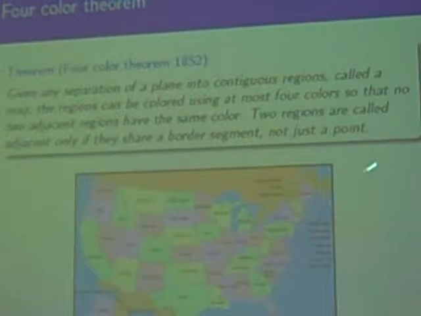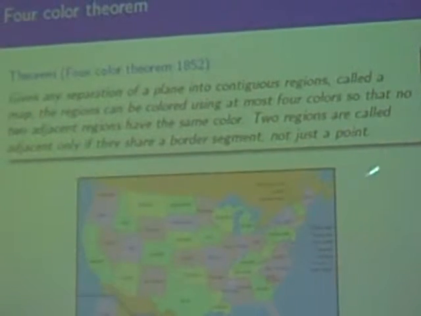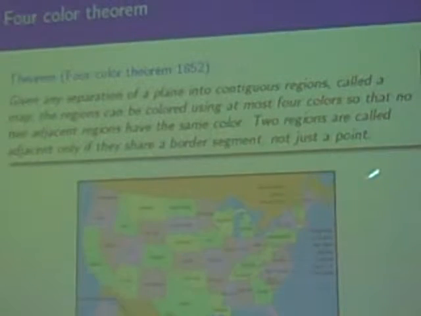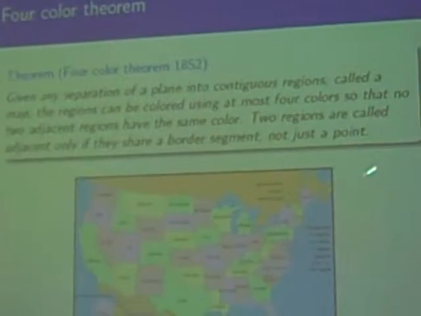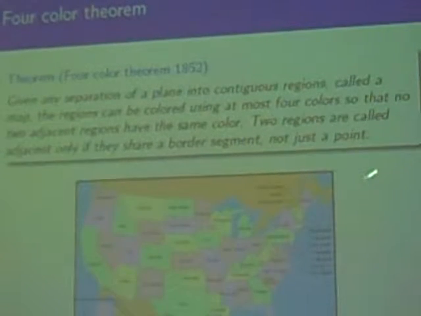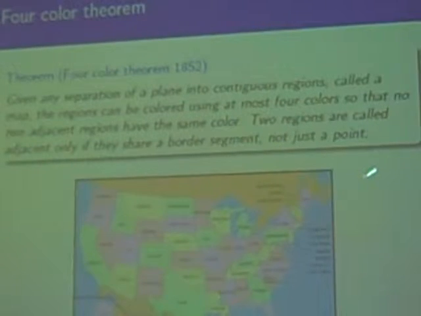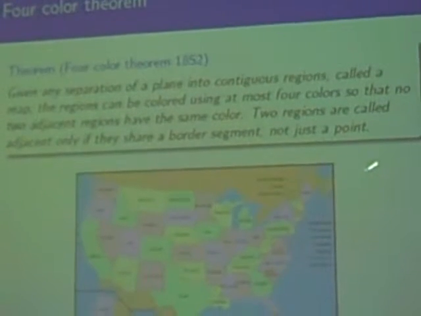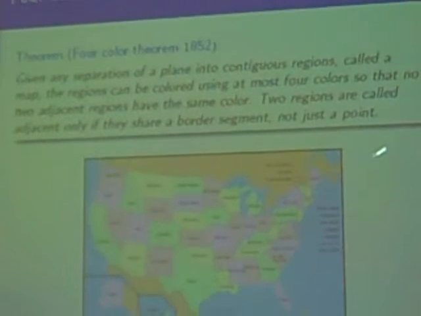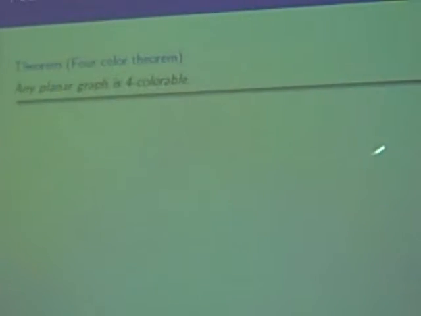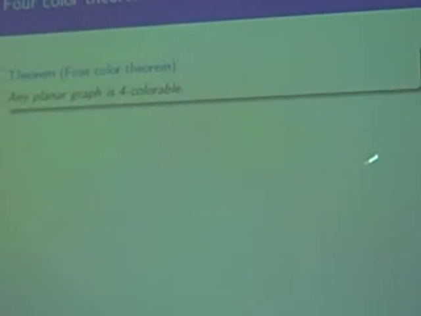So how does this relate to vertex coloring? We can actually restate this in a much easier way. By letting the regions represent vertices of a graph, and if the regions are adjacent, we put an edge between those two vertices on the graph. And so we can restate this to say that any planar graph is four-colorable.